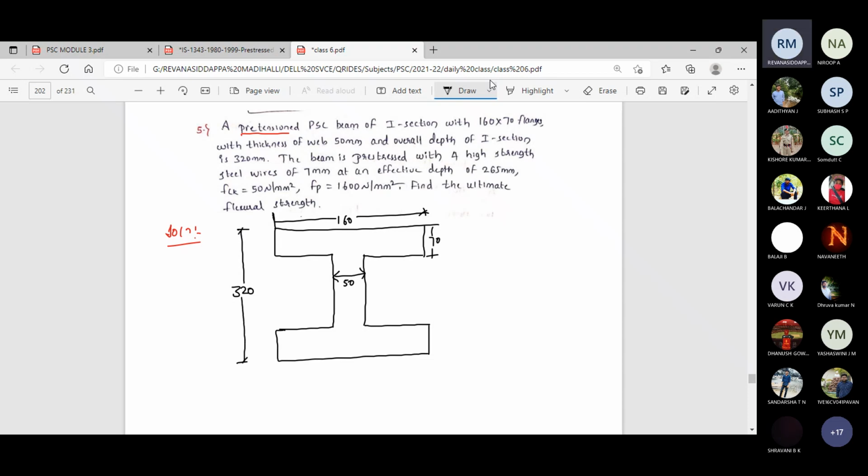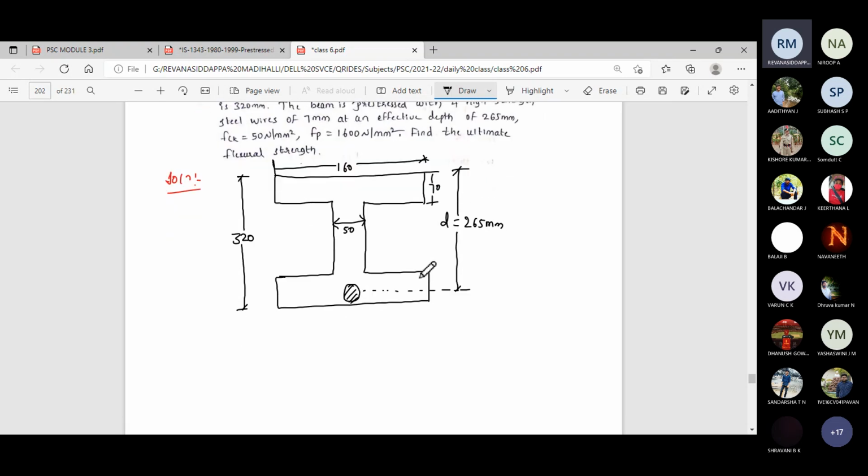The beam is pre-stressed with 4 high strength steel wires of 7 mm with an effective depth of 265 mm. Effective depth d is equal to 265 mm. Then fck and fp are given. Find the ultimate flexural strength. Same here also, we have to find ultimate flexural strength.